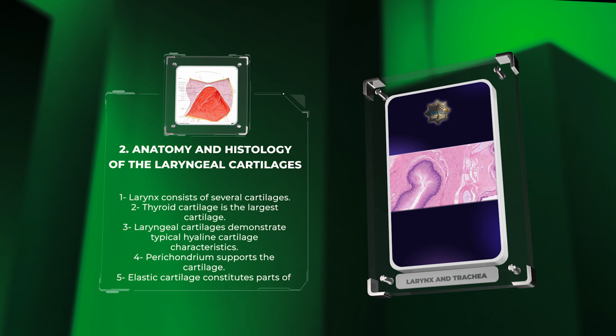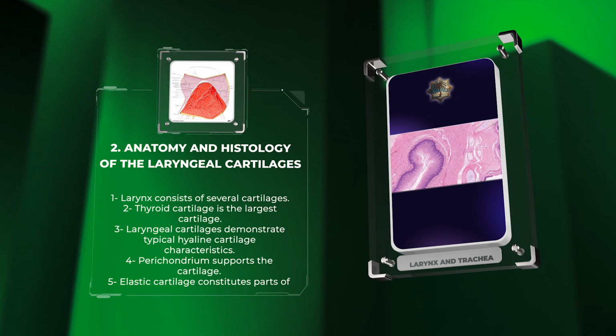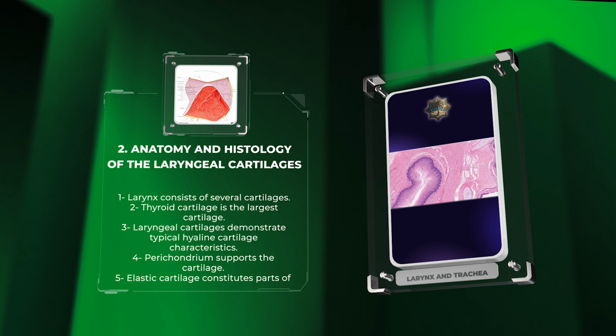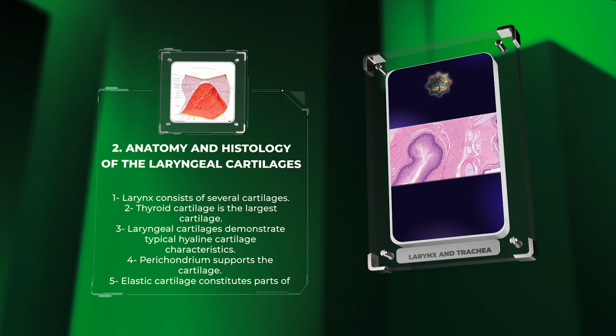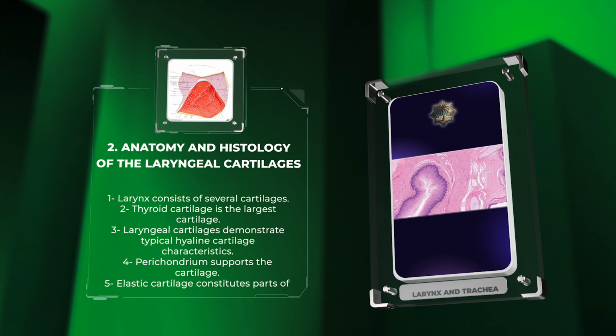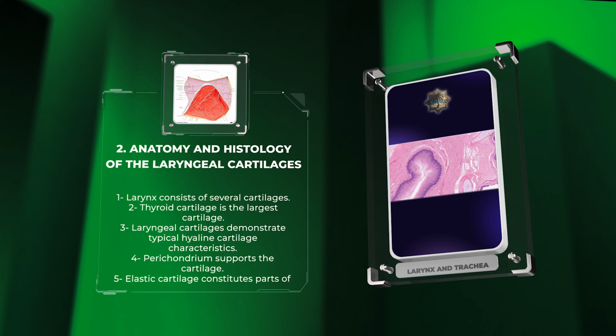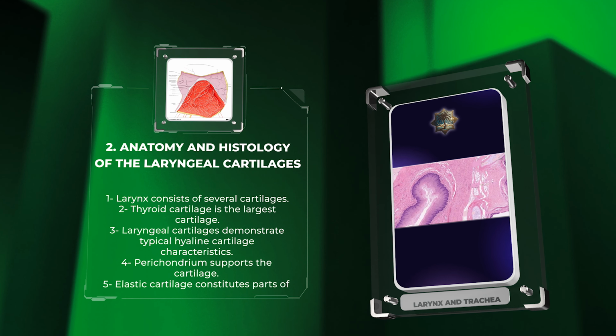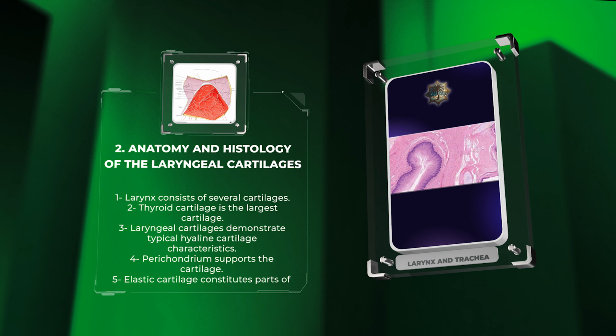Microscopically, the laryngeal cartilages demonstrate typical hyaline cartilage characteristics. Hyaline cartilage is composed of chondrocytes embedded in a matrix of collagen fibers. The presence of perichondrium, a dense irregular connective tissue layer, further supports the cartilage. Specialized elastic cartilage also constitutes parts of the laryngeal framework, such as the epiglottis.